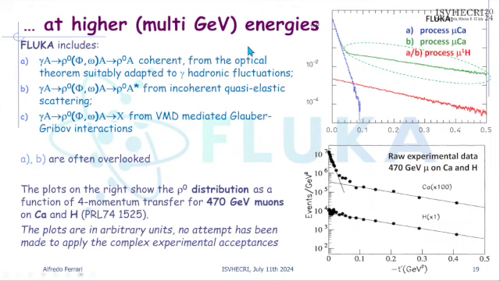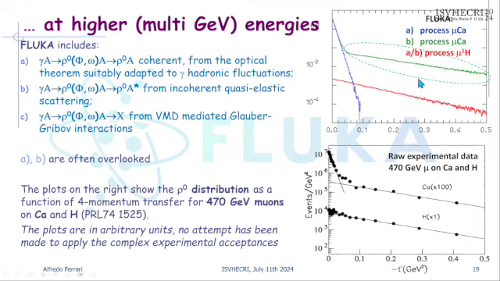At higher multi-GeV energies, FLUKA includes, of course, virtual meson dominance mediated with Glauber, Gribov, etc. treatment. Here it could be a rho, a phi, or an omega with relative probabilities, but it also takes into account coherent scattering of the virtual vector meson, and quasi-elastic scattering that we can now compute correctly. The effect of quasi-elastic is important.